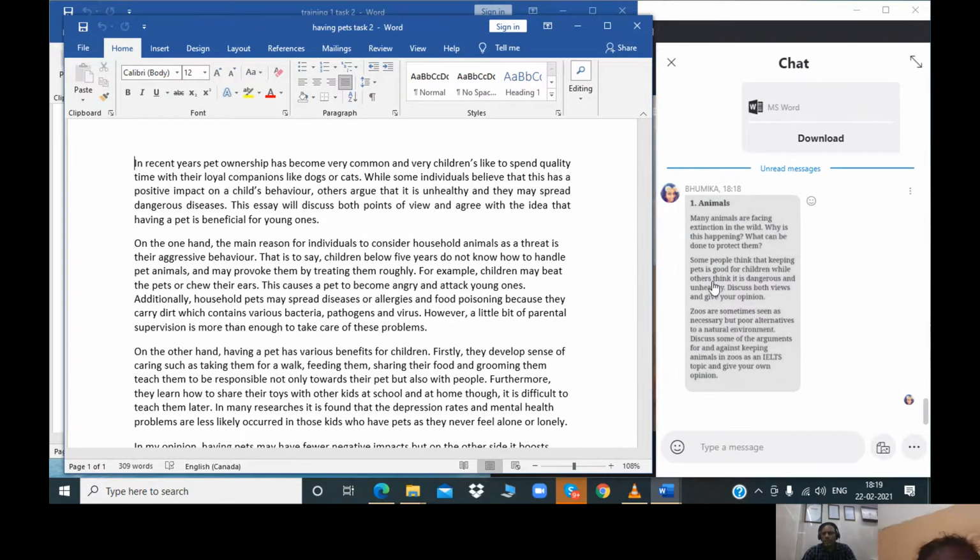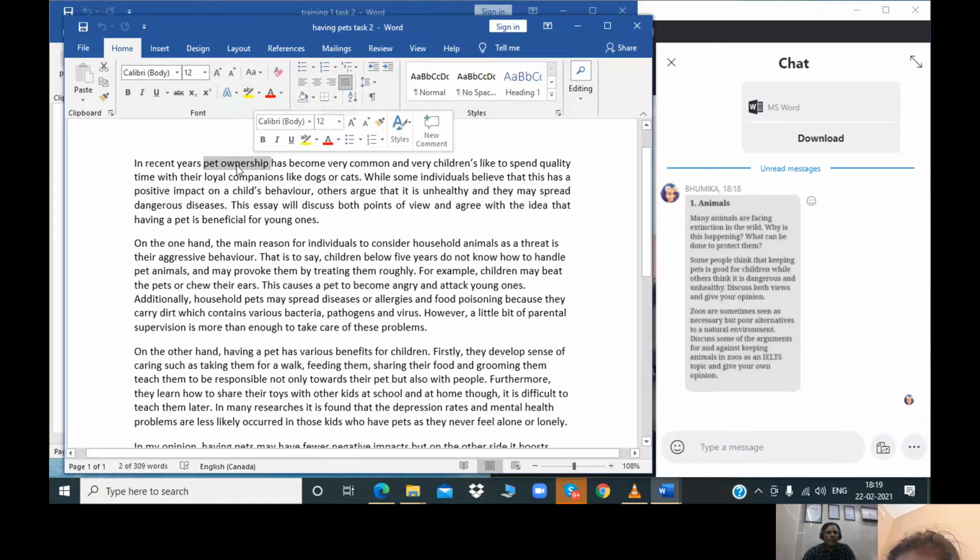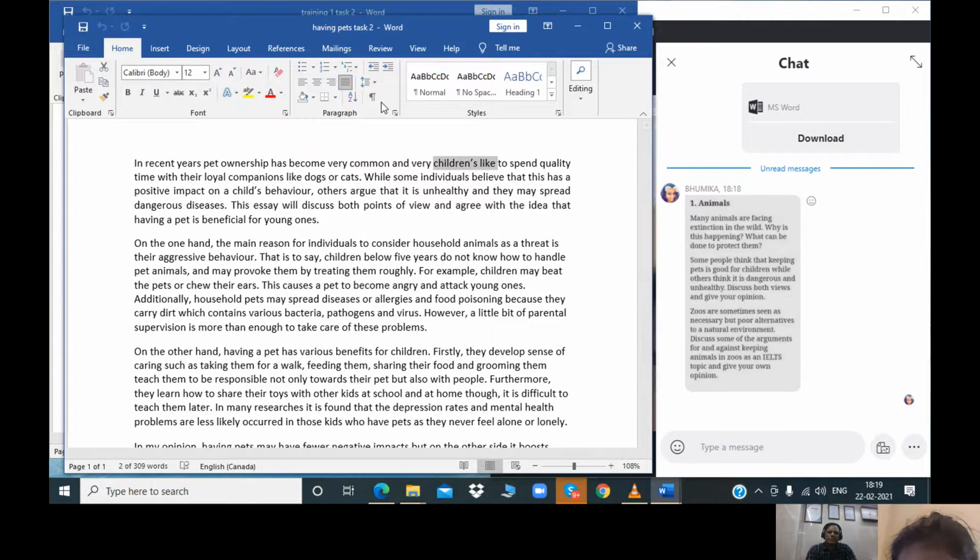Some people think that keeping pets is good for children, while others think that it's dangerous, unhealthy. Discuss this. Okay. In recent years, pet ownership, there are many, so you can see pet ownerships have become very common because many pet ownerships have become very common and very children become, this is very, again you are saying very, and very children's life and not a good sentence. Can you explain what you have written, and very children's, right?